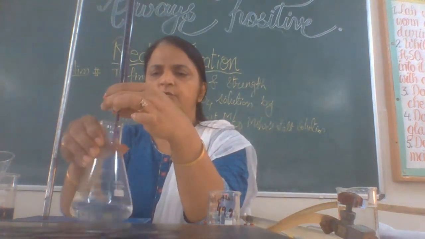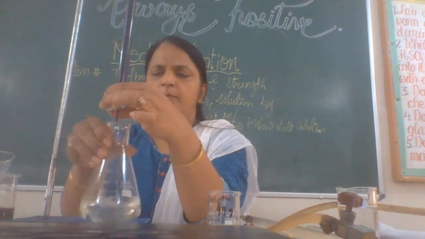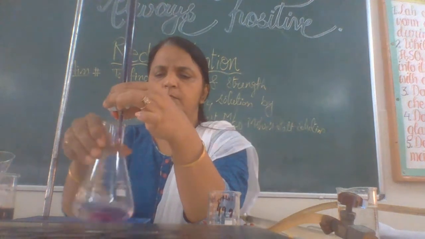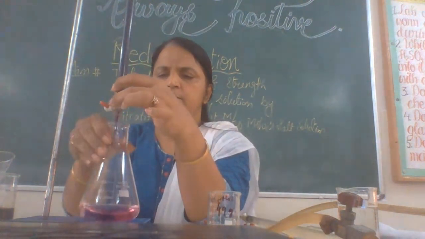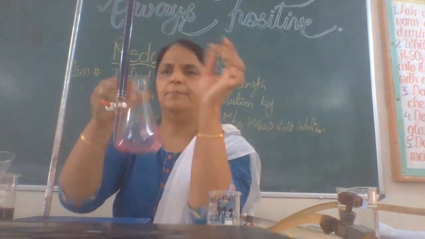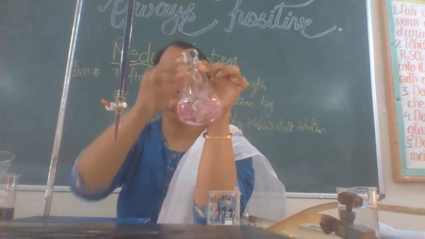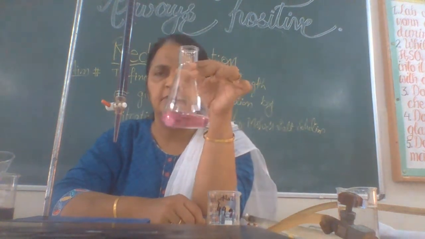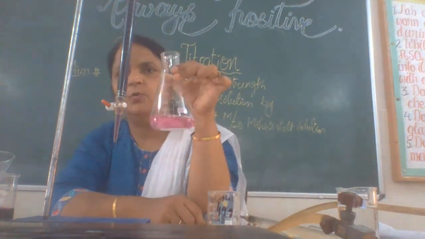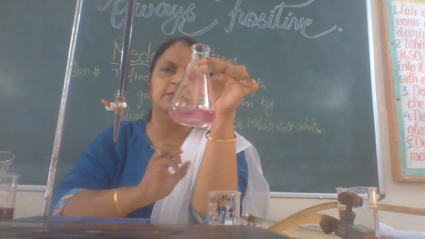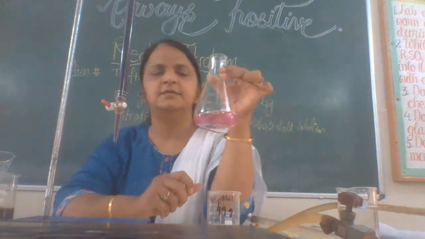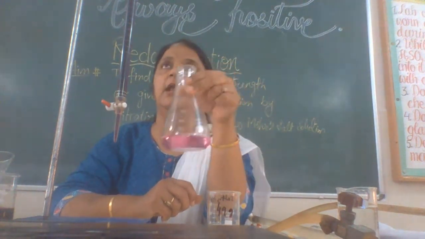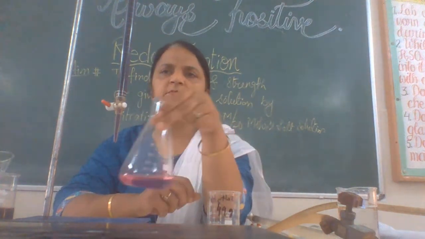Still it is colorless, so we will continue adding. So now a permanent light pink color has been obtained. So this will be the end point. What you observe near the end point is that the solution changes its color. Initially it was colorless, now it is light pink in color. So at this point, it means the reaction is complete now, and you need to stop adding more now.